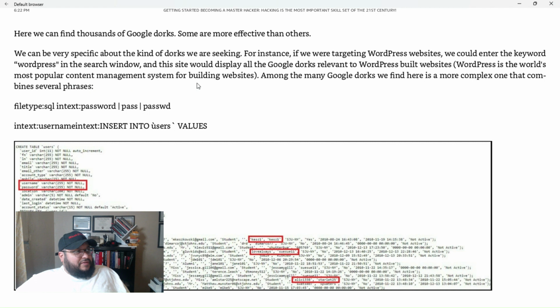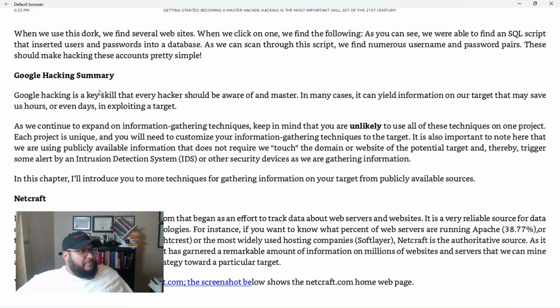WordPress is one of the most popular content management systems for building websites. Among many Google Dorks here, we find more complex ones that combine several phrases: file type SQL, and text password. Oh man, so this guy's looking for database passwords. In the text, username, insert into users and values. This guy's looking to hack some crap. And there you go. Boom. And so what Google Dorks does is show you examples of vulnerabilities that people are putting out on Google.